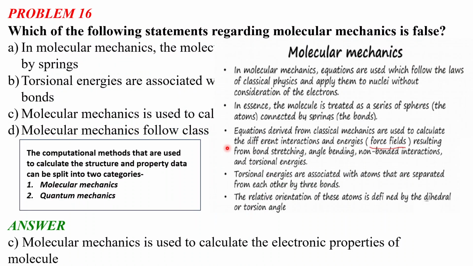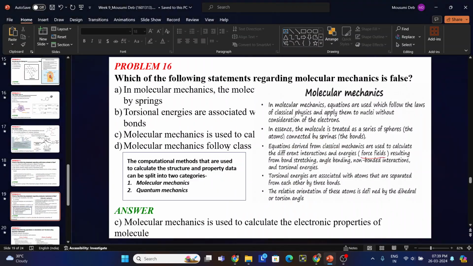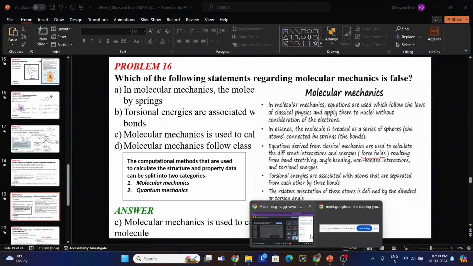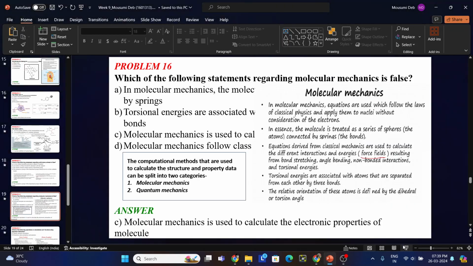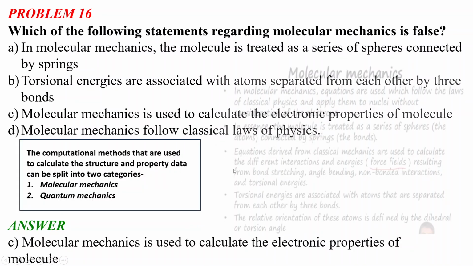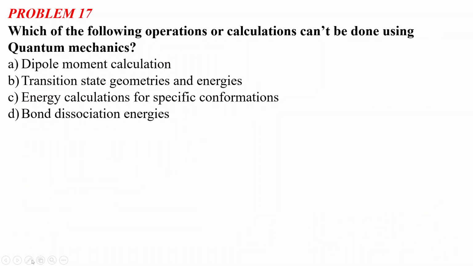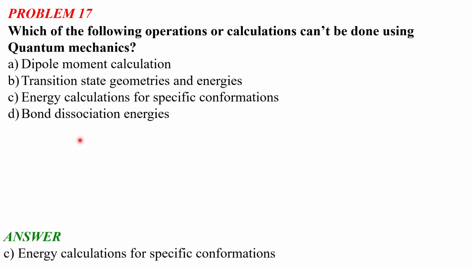Let me check the chat box now. The answers given are number B, number D, number C. Again I have different answers: B, C and D are all given as answers. Now let me check which of the following is correct. Which of the following can't be done using quantum mechanics? It is number C, energy calculation for specific conformations.